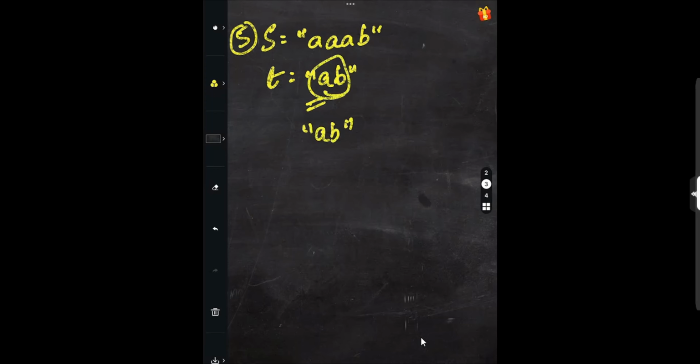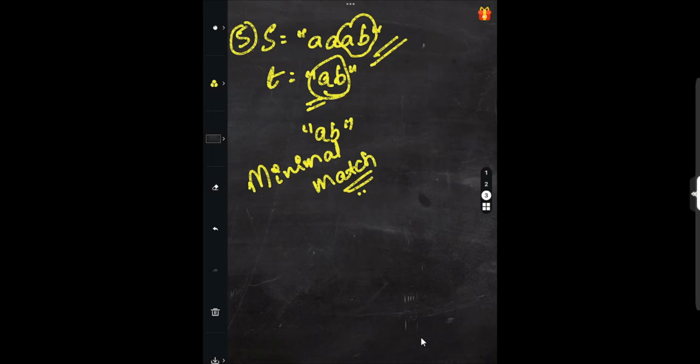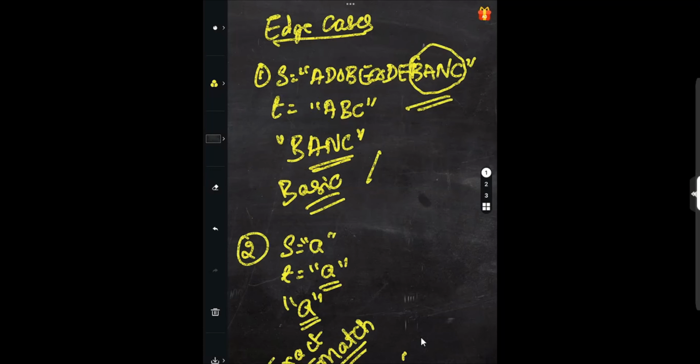You can clearly see here we have the characters AB within T, and we have AB within S as well. So here the substring AB satisfies the requirement of containing A and B. This is for the condition minimal match. I hope this is clear. These are the edge cases that we need to consider.